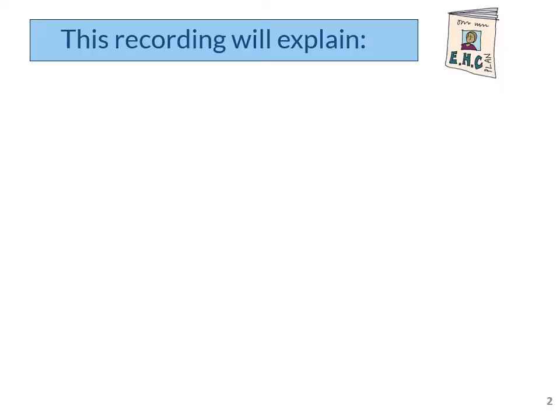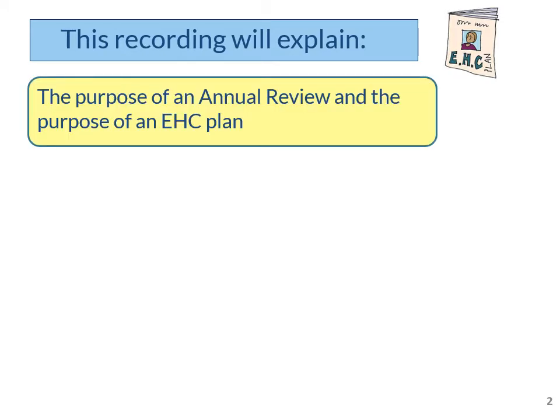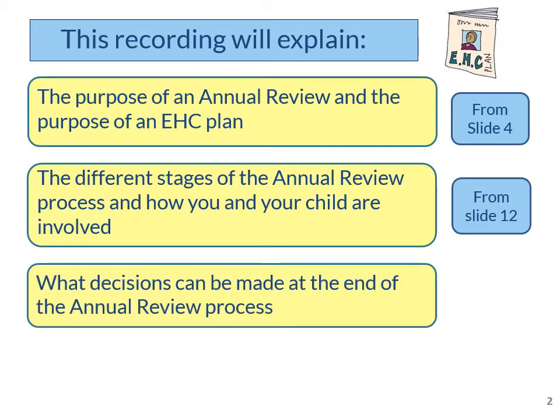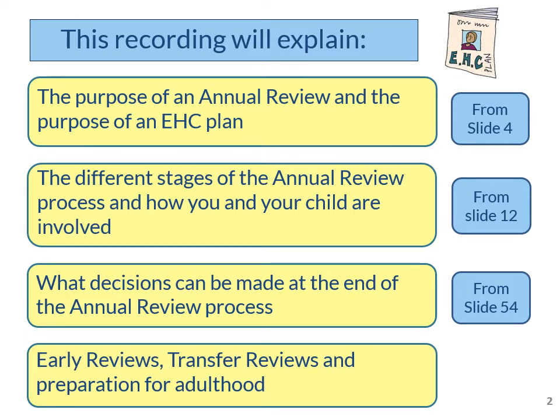This recording will explain the purpose of an annual review and the purpose of an Education, Health and Care, or EHC, plan from slide 4. We'll look at the different stages of the annual review process and how you and your child are involved from slide 12. Also, what decisions can be made at the end of the annual review process from slide 54. And we'll finish by looking at early reviews, transfer reviews, and preparation for adulthood from slide 65.